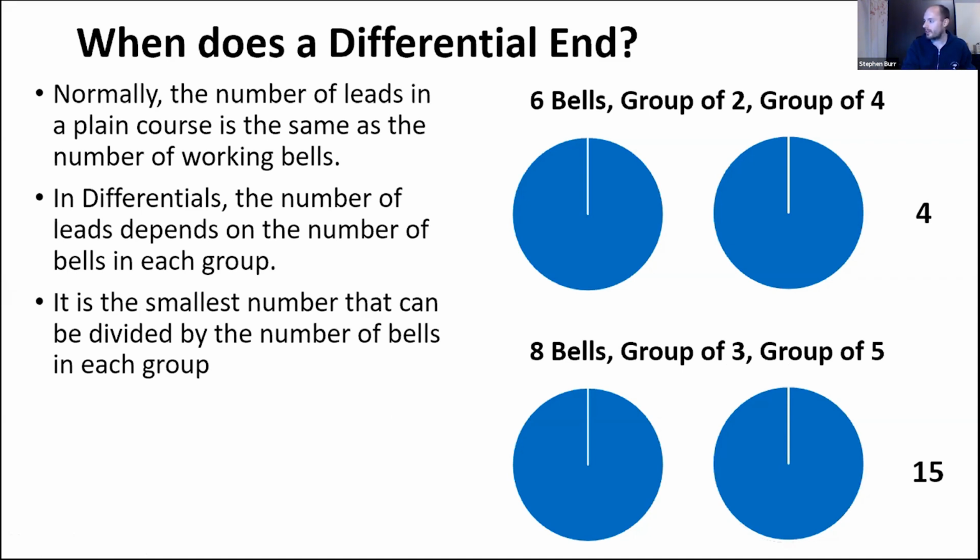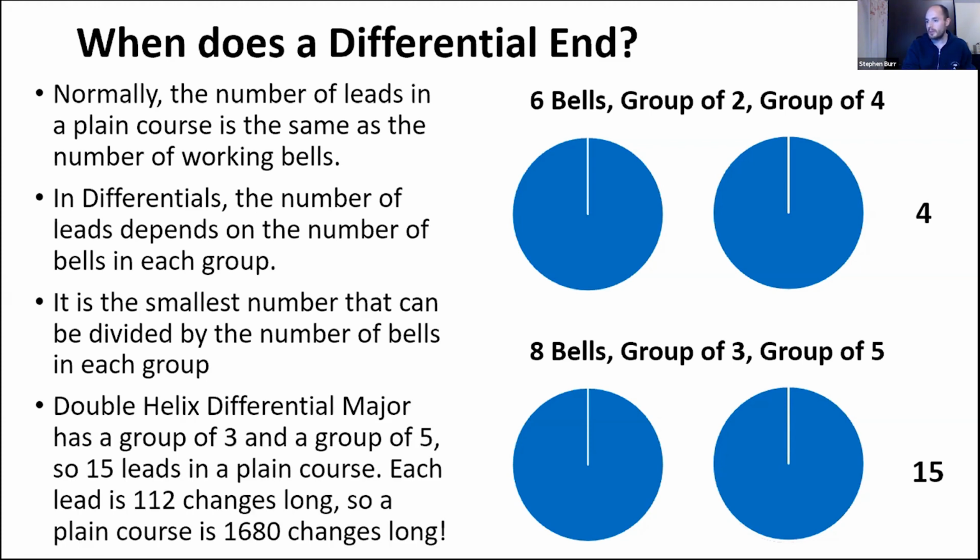So that's a very interesting property of differential methods. And maybe one of the most famous differential methods that has been rung is this one called double helix differential major. This has a group of 3 and a group of 5 on 8 bells. So this is the same as the example we've just looked at. It has 15 leads in its plain course, but each of those leads is 112 changes long. So a plain course of double helix differential major is actually several hundred changes longer than a quarter peal. So just ringing a plain course of this method will score you a quarter peal.